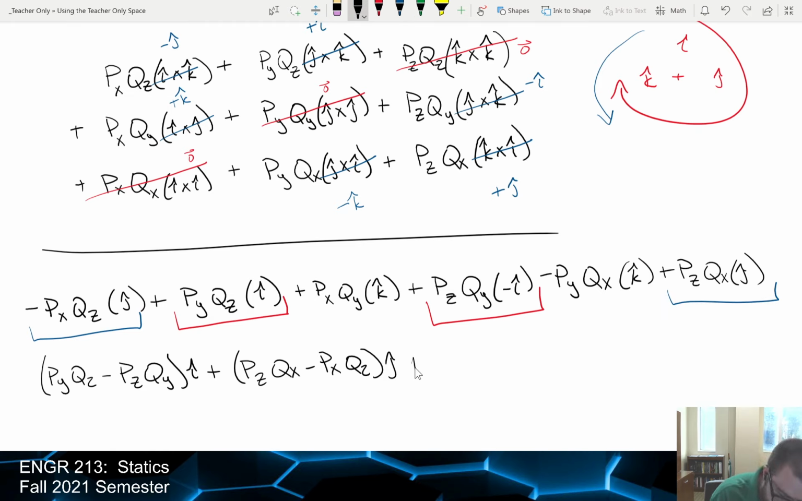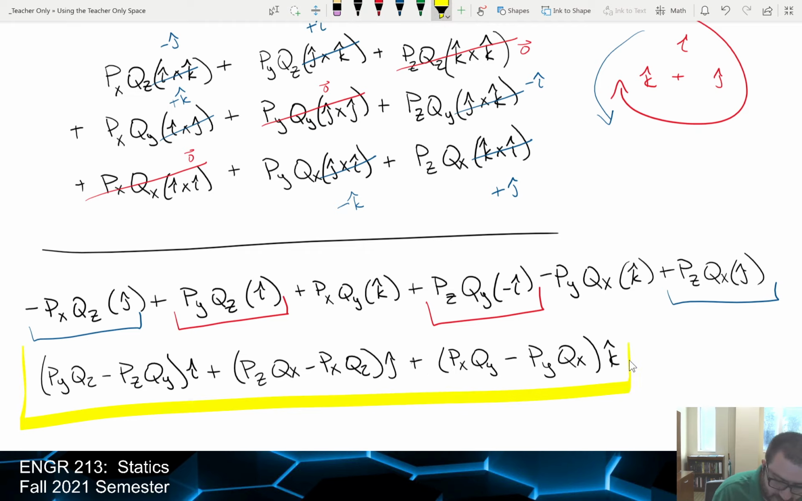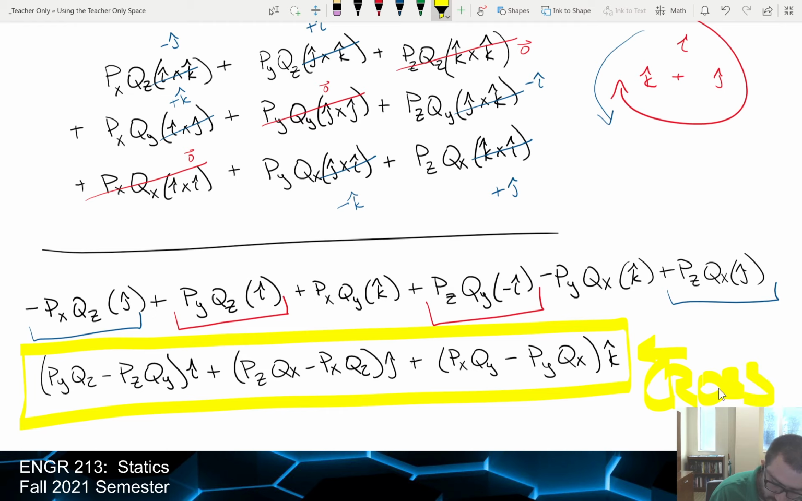And then finally, PXQY minus PYQX K. Again, just collecting all the like terms. And this right here, this is about the most distilled formula we can get. This is the cross product.